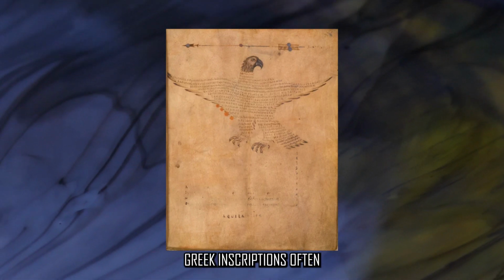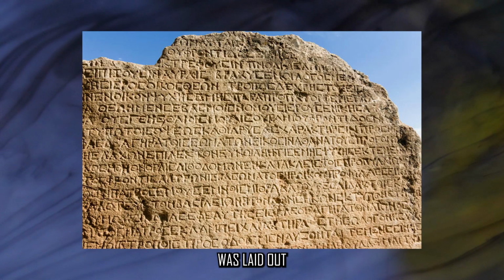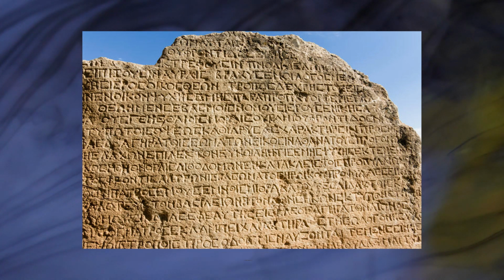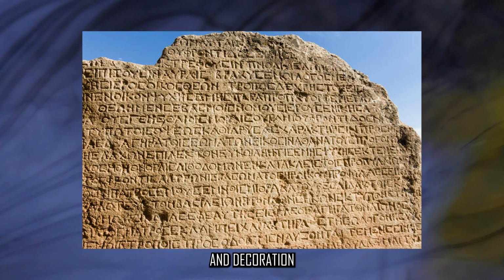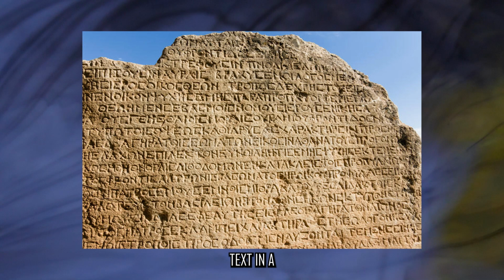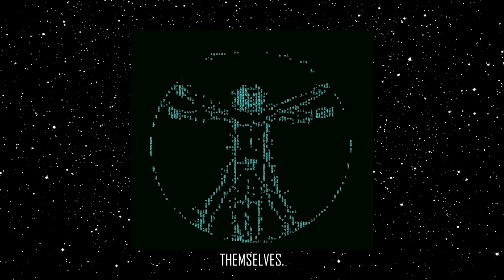Lastly, Greek inscriptions often made use of symmetry and spatial arrangement in the way text was laid out on monuments and temples. The spacing of letters and words, the alignment of text within the architecture, and the balance between text and decoration could create a harmonious visual effect that made the writing not just functional, but also aesthetically pleasing. This concept of arranging text in a visually engaging manner has parallels with ASCII art, where the arrangement of characters or symbols is just as important as the individual characters themselves.